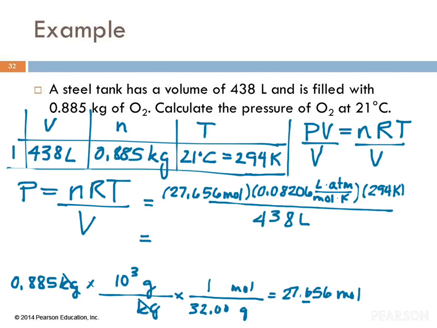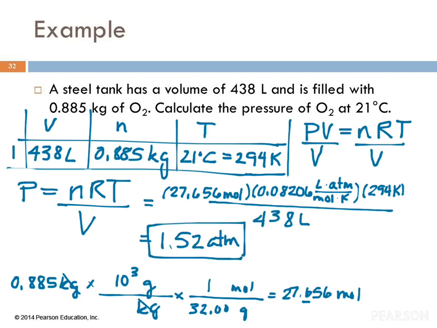27.656 times 0.08206 times 294 divided by 438. How many significant figures should this pressure have? 3. So it's going to be 1.52. What unit? Atmospheres. Did I get the right number that time?